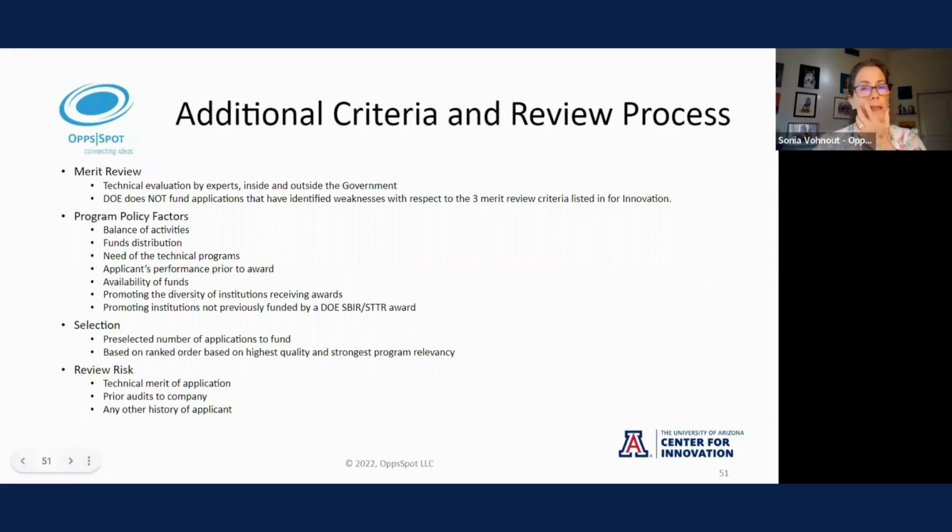All right. And this is additional information that's on the FOA. In here, what was different from last year is that they're adding in the program policy factors. They want to make sure that they're also promoting diversity of institutions receiving awards, as well as promoting institutions who have not received any awards yet.